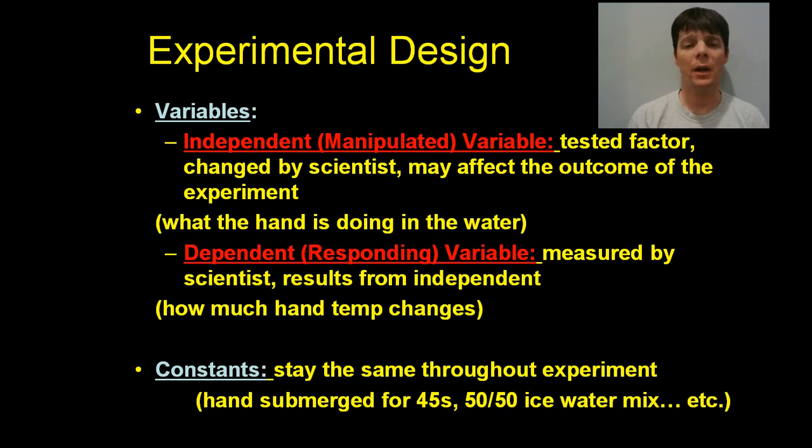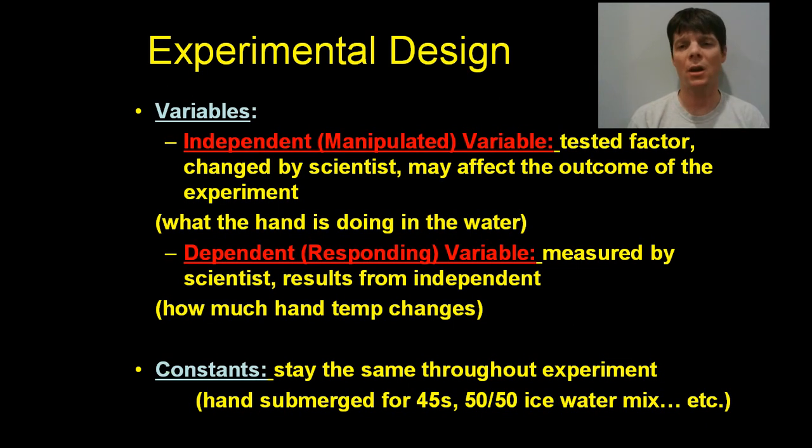The dependent variable, also called the responding variable, is what we are measuring at the end of our experiment to see if there's a difference between the two survival strategies. In the hypothermia experiment, the dependent variable is how much the hand temperature changes.